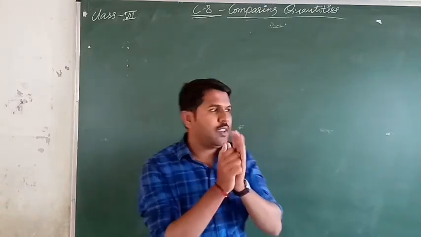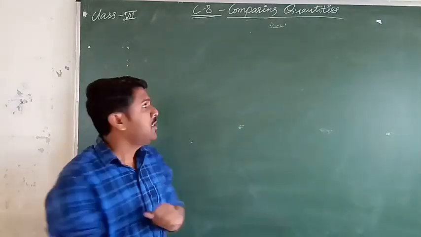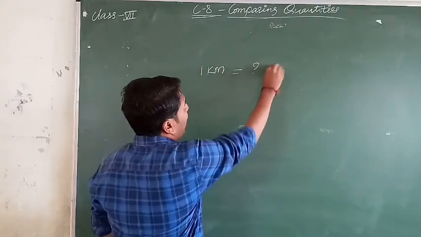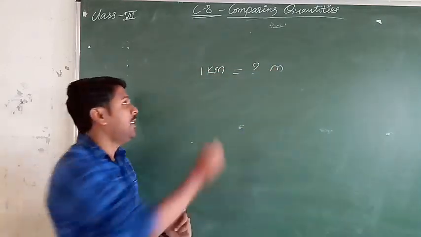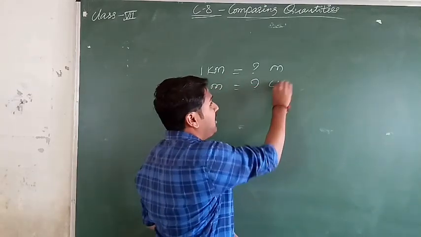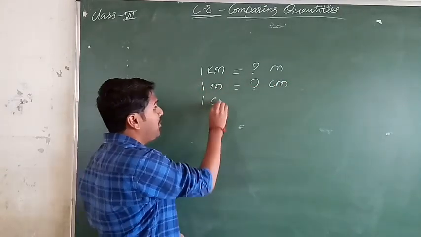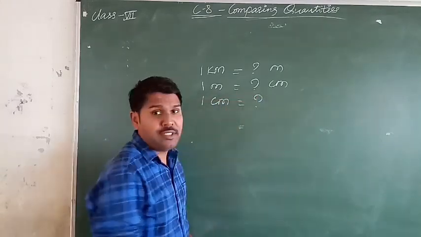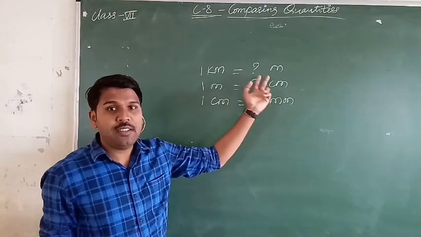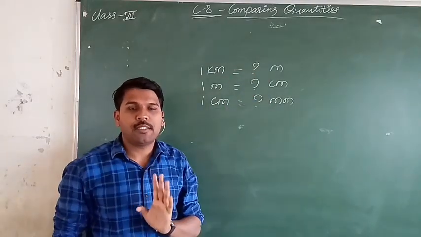So how to compare? Before going to comparing quantities, you should know that 1 kilometer equals to how many meter, and 1 meter equals to how many centimeter, and 1 centimeter equals to how many millimeter. If you know this one, then only you can compare the quantities.